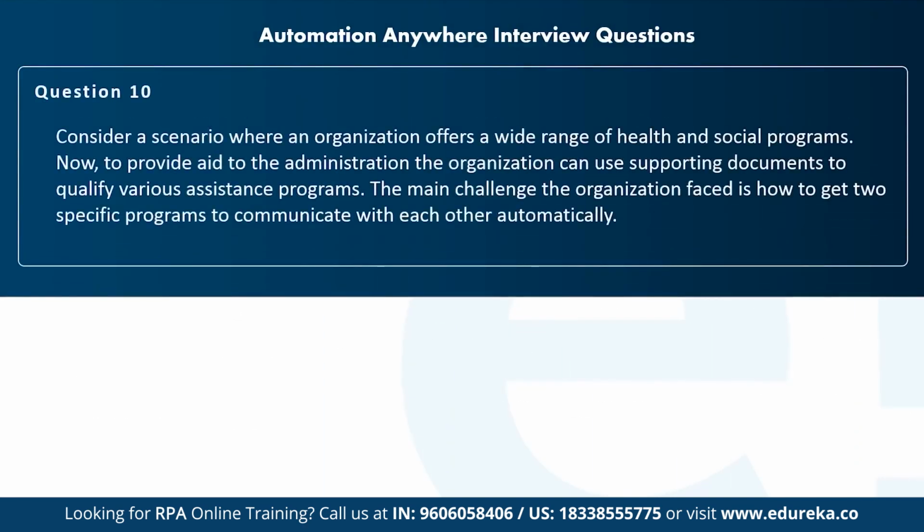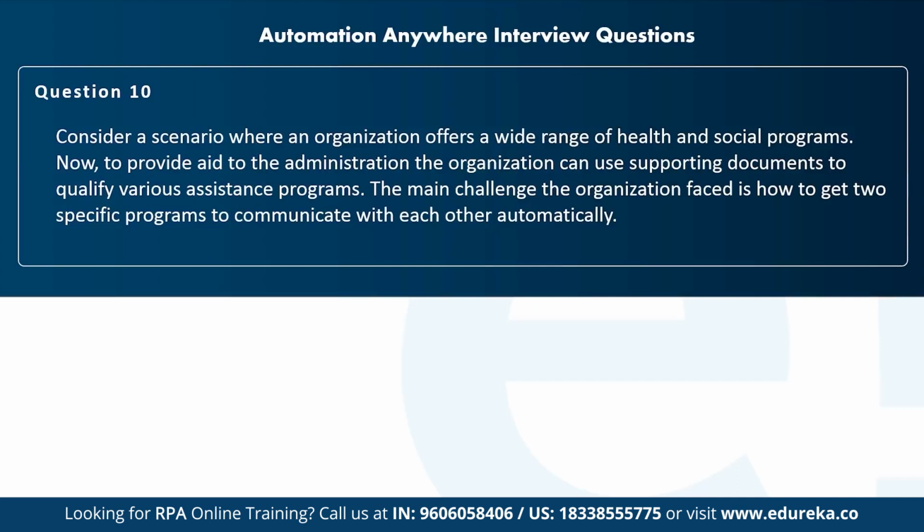Now consider a scenario where an organization offers a wide range of health and social programs. To provide aid to the administration, the organization can use supporting documents to qualify various assistance programs. The main challenge the organization faces is how to get two specific programs to communicate with each other automatically. Now, if this has to be done without automation, then what would you do? An employee would take in information from relevant forms and look for the supporting documents in different systems. After that, the employee would verify the information and provide it to the applying individual.